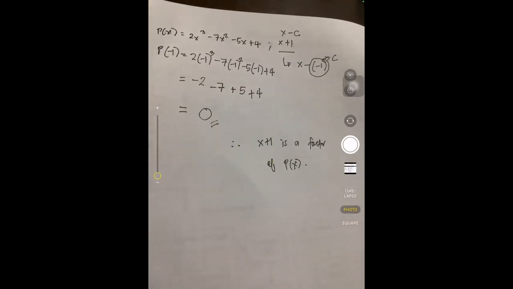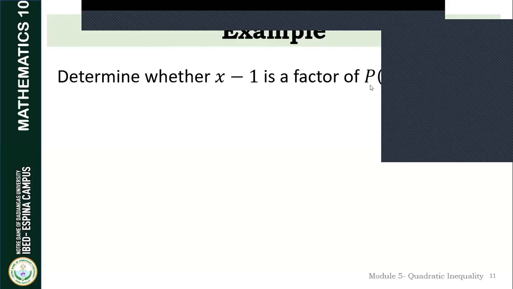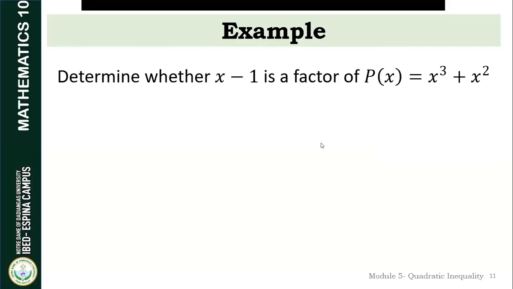Okay, so this time we'll proceed with our last example. For our last example, we will be determining whether x minus 1 is a factor of p of x is equal to x cubed plus x squared. So again, please pause this video for a moment and try to solve it on your own. Then once you're done, please click play to know whether your answers are correct.